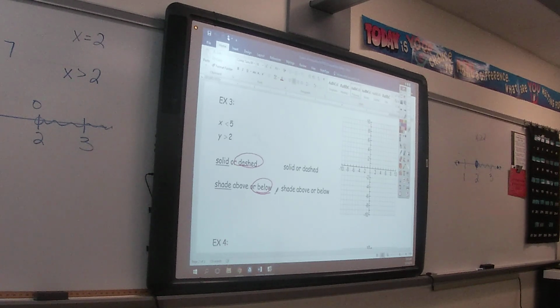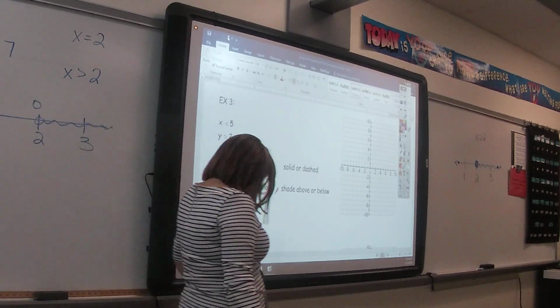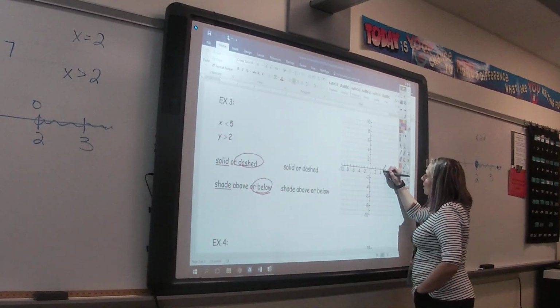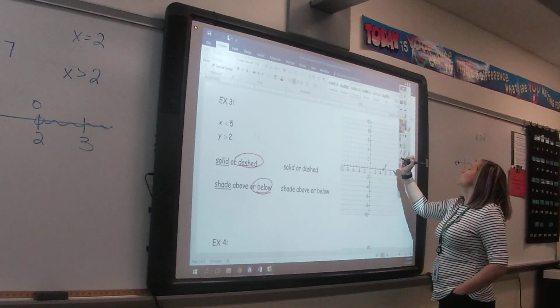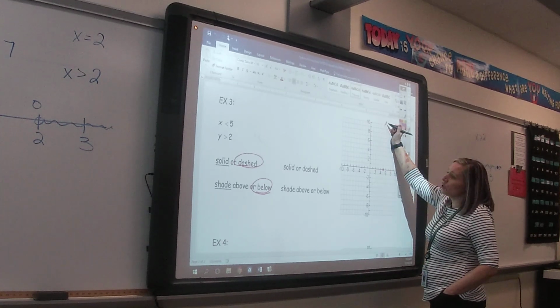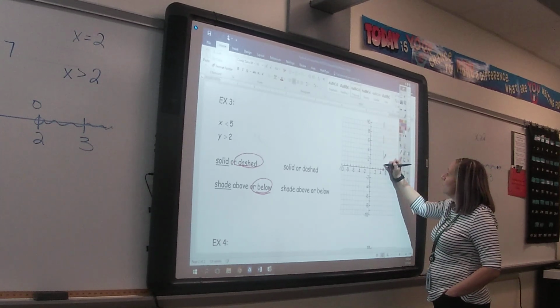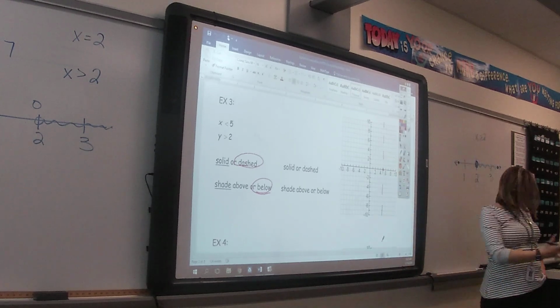How do we graph x equals 5? It's on the zero. It's going to be on the x-axis, at 5, and then which direction? Horizontal or vertical? Up and down, which is vertical. So this is a dashed vertical line, which has undefined slope.